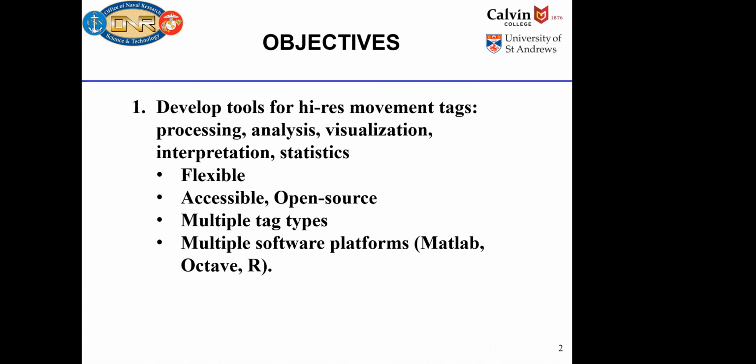So the idea was that we were going to take Mark's tools that were made for D tags, but they had a really steep learning curve because they weren't that well documented for working with data from tags that collect movement. And the goal was that we would have something flexible, open source, workable with multiple tag types, not only D tags, and would work on Octave and R. And we've had moderate success getting it to work on R.